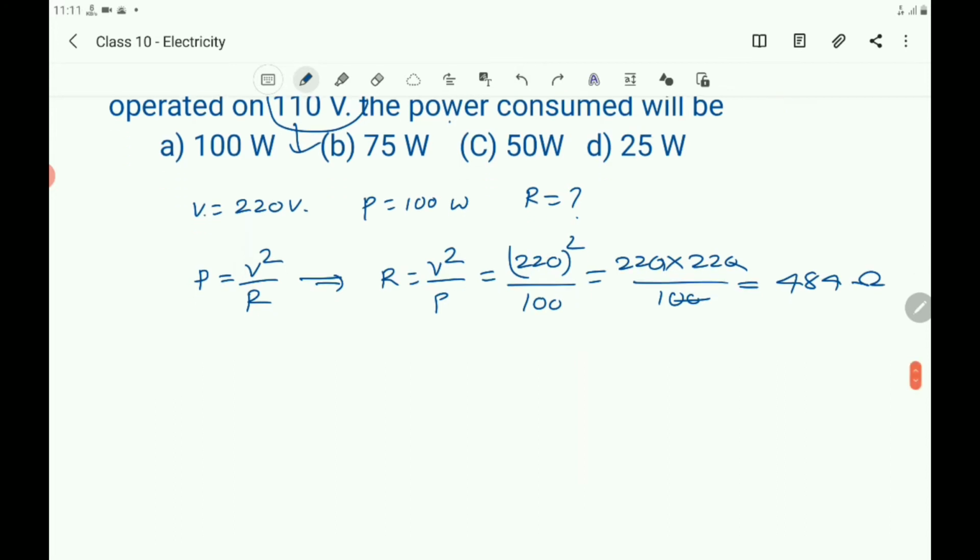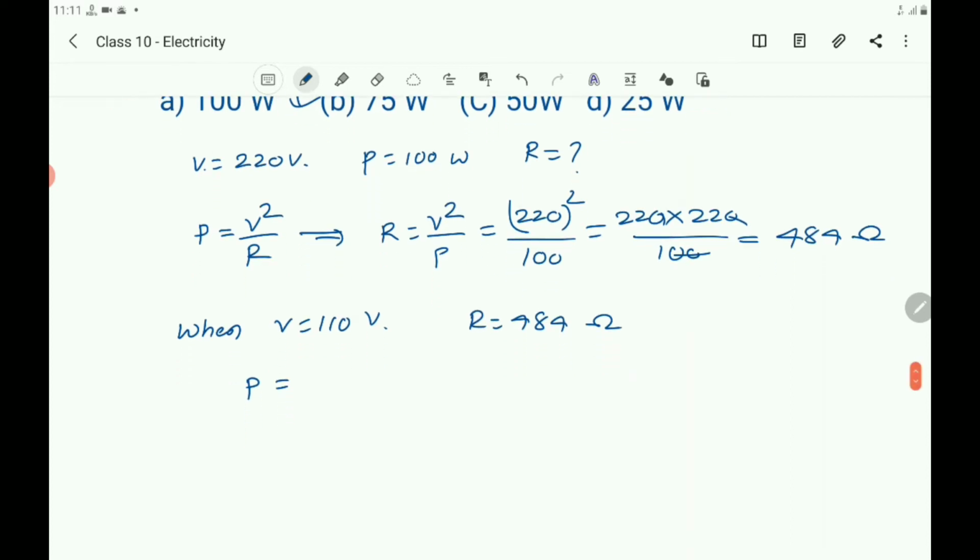Now when V equals 110 volt, R equals 484 ohm, then P equals, again, V square by R. V is 110 whole square, R is 484. So you will have 110 into 110 divided by 484.